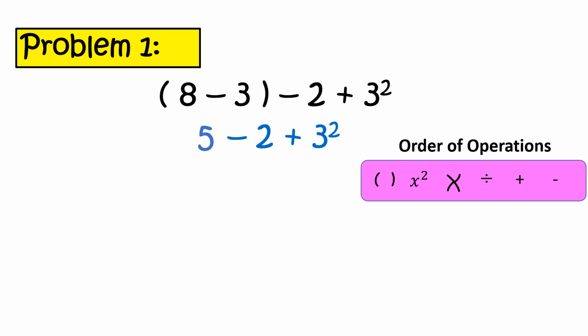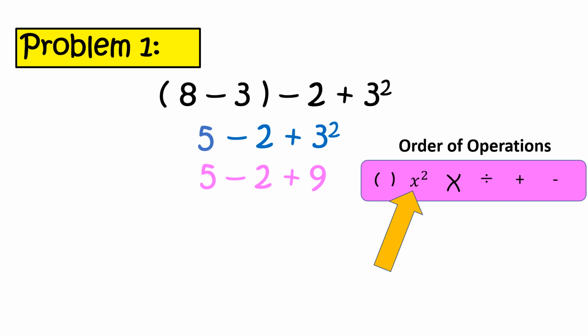Since we've already solved the parenthesis step, our next step is to locate any exponents. And we know that 3 to the second power is an exponent, and the answer is 9. Okay, on the next line, the pink numbers, we will rewrite the problem to keep things still in order. 5 minus 2 plus the 9.